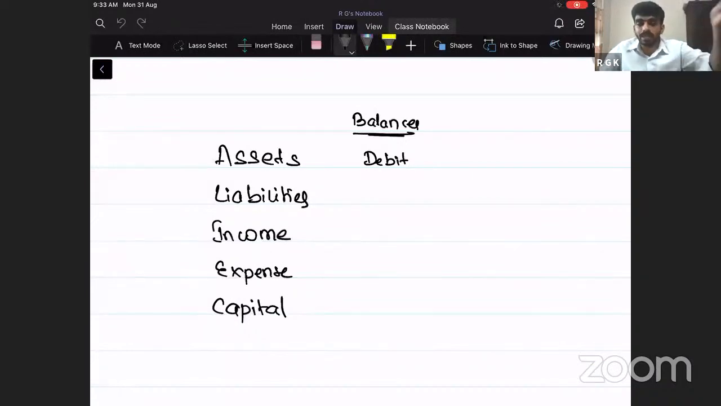If you have purchased a fixed asset, that fixed asset will be called an asset. That asset will always have which balance? The amount which is spent for that purchase will always have debit balance.